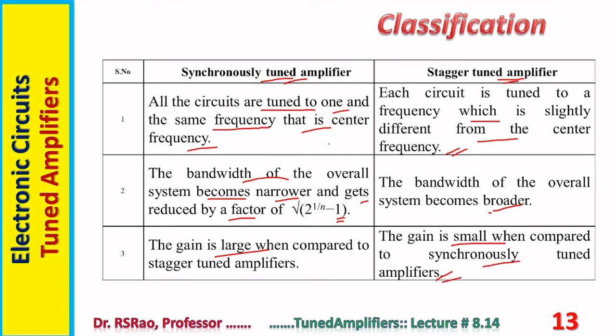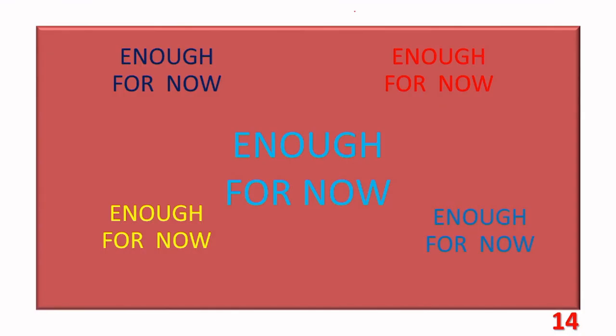See, the basic point is this. People go for synchronously tuned amplifiers when the need is more gain, and people choose stagger tuning when the requirement is more bandwidth. With this, we come to the end of the session.